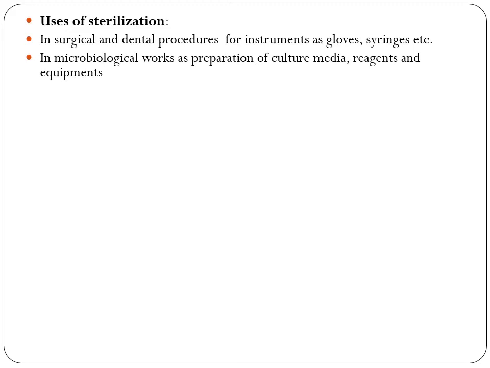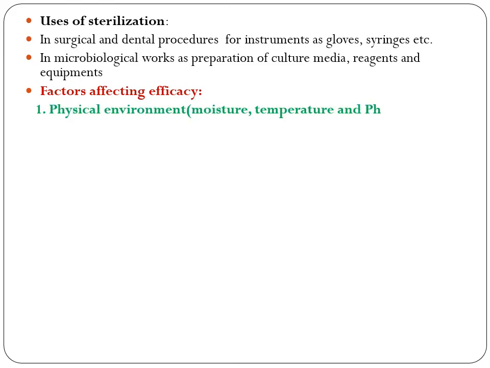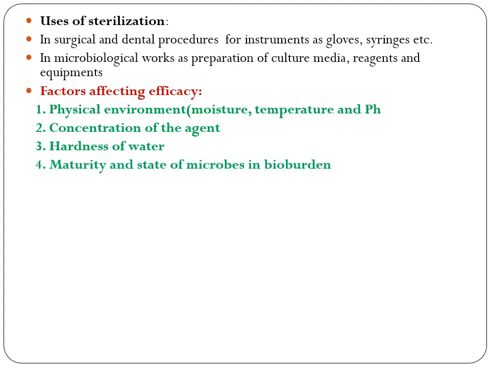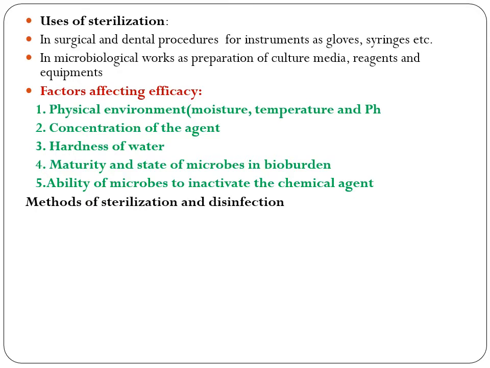In the microbiological lab, such as the preparation of culture media, reagents, and equipment, sterilization is also needed. There are some factors affecting the efficacy of autoclaving and sterilization methods. They include the physical environment, including moisture, temperature, and pH, in addition to the concentration of the agent, hardness of water, maturity and state of microbes in the bioburden. Some microbes have the ability to inactivate the chemical agent, so we have to consider this point.